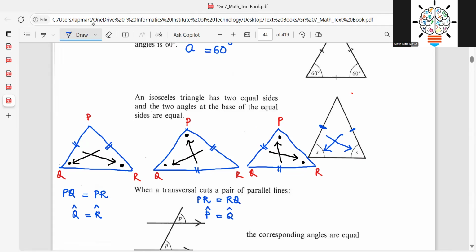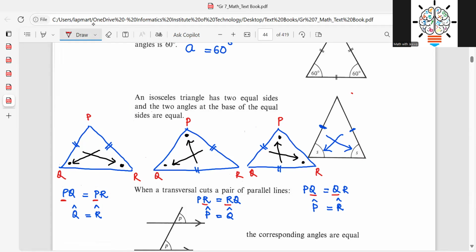Then the next one you have PQ is equal to QR. What are the equal angles? P angle and R angle. Now you can see something, children, here. You have P common, right? And then Q and R angles will be equal. You can see R and R common, P and Q angles will be equal. Here you can see Q and Q common, P and R angles are equal, right?